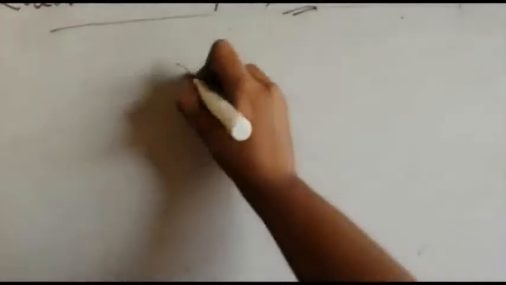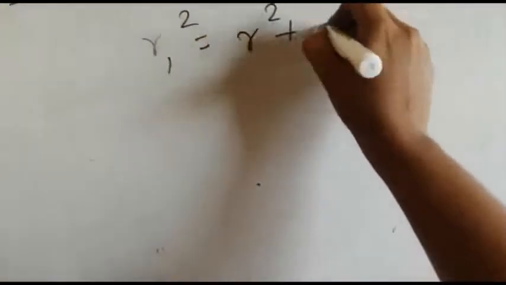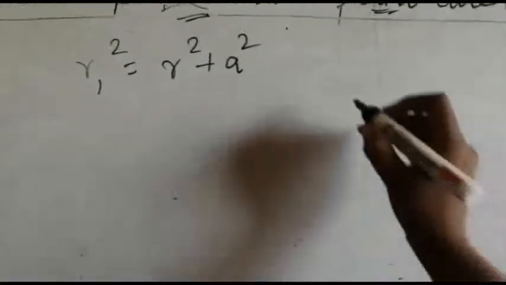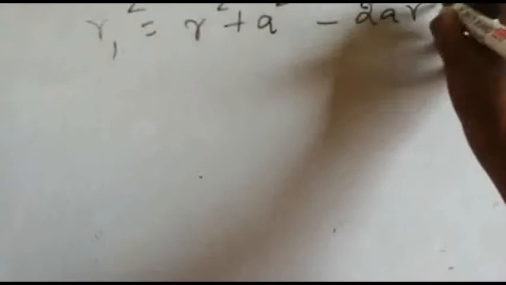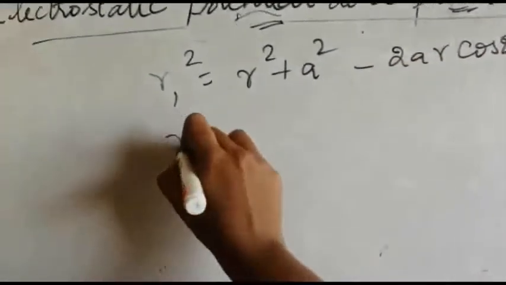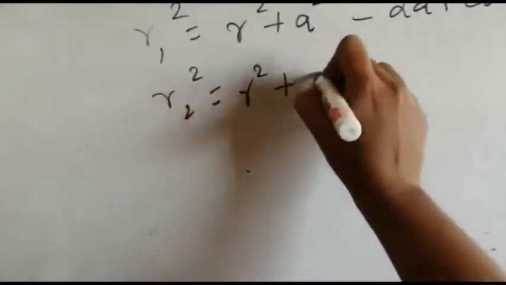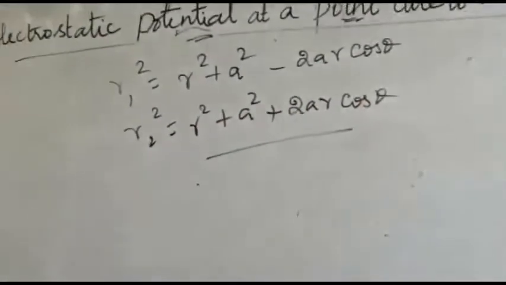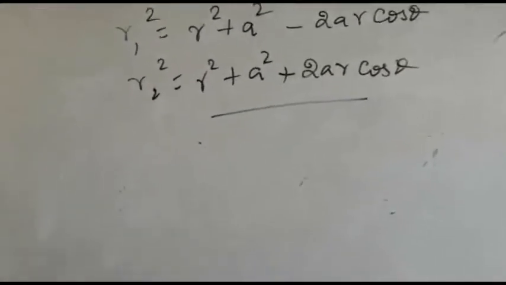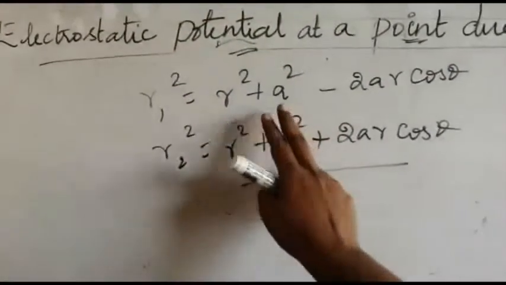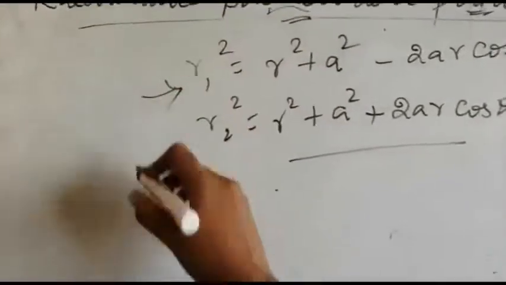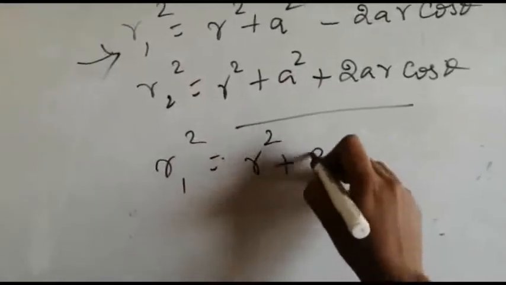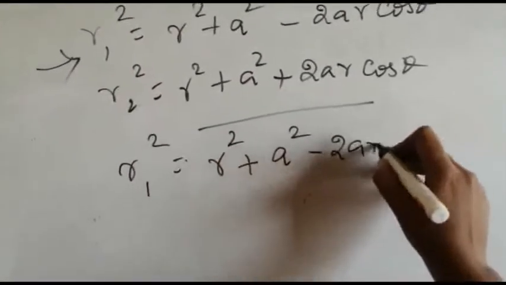So I have R1 square is equal to R square plus A square minus 2AR cos theta, and R2 square is equal to R square plus A square plus 2AR cos theta. From this, I am going to rewrite this equation. R1 square is equal to R square plus A square minus 2AR cos theta.